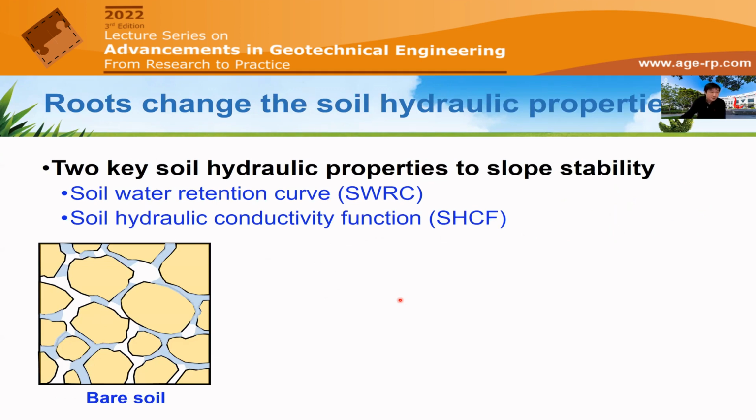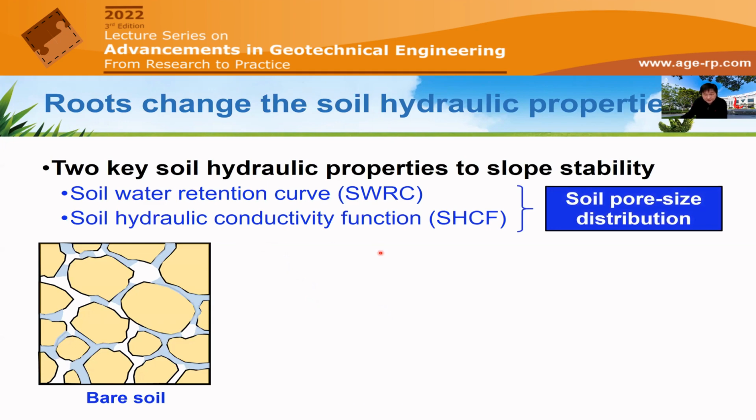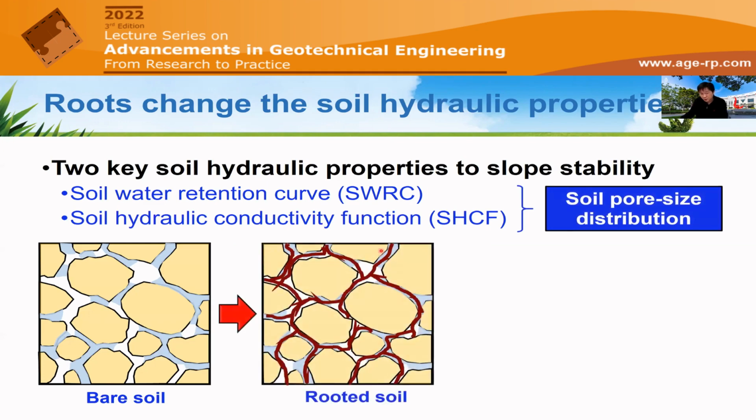But now we are trying to identify some other potential hydrological effect. And here what we are hypothesizing at the beginning is whether roots could also affect the pore size distribution, which directly affects the water retention curve and permeability function. And they are very important hydrological properties to predict the soil water pore pressure distribution in the slope.